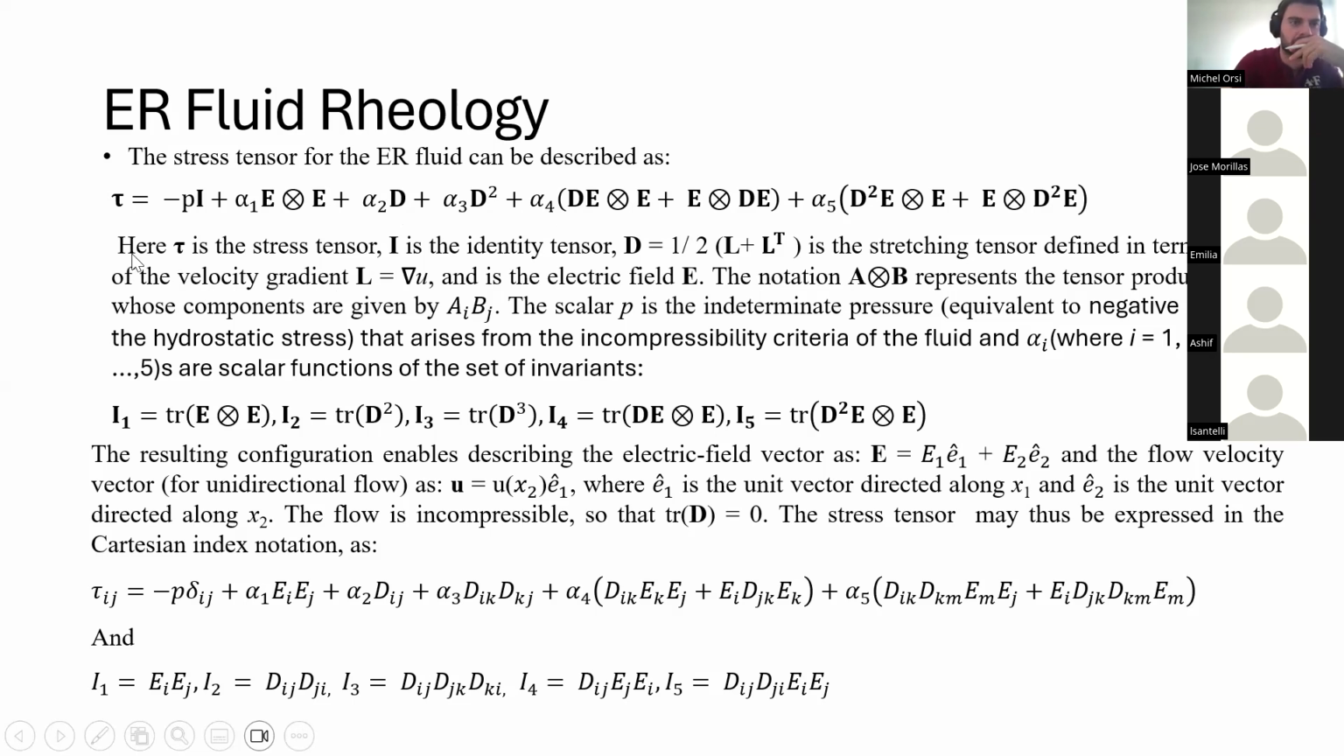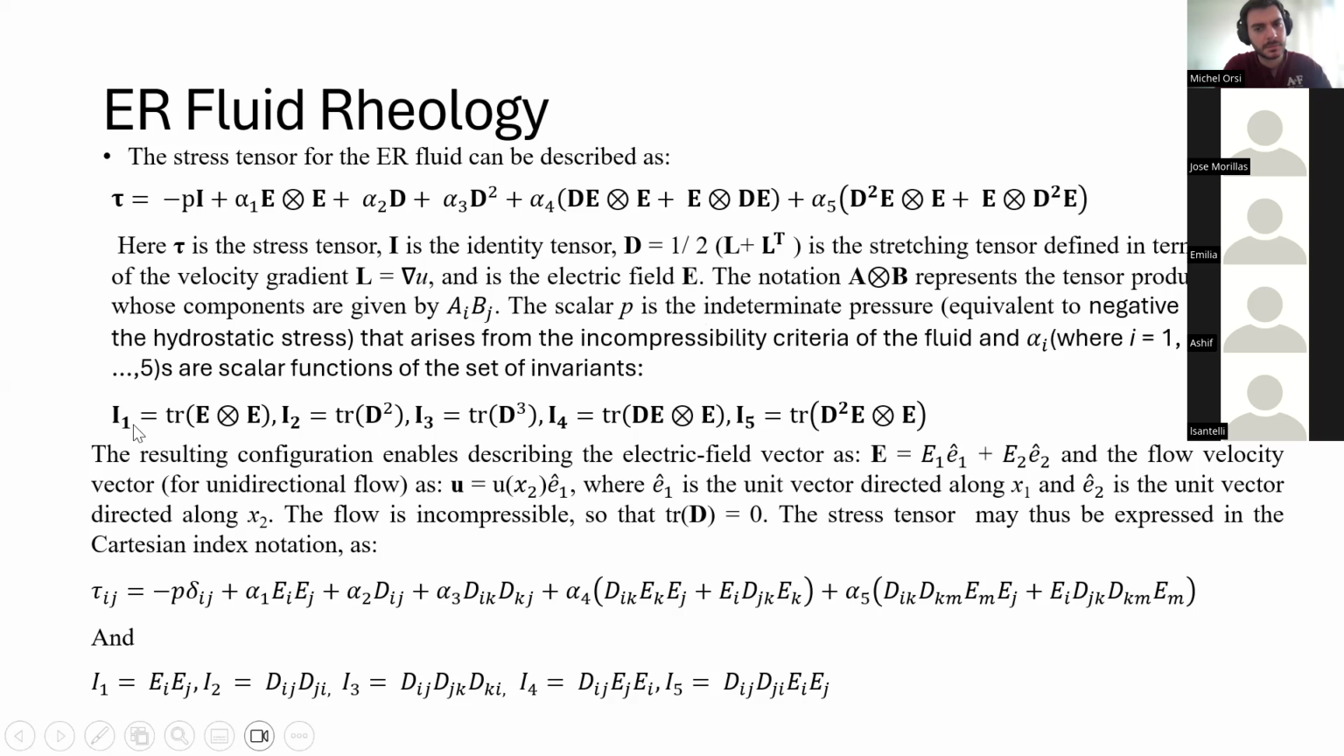So here tau is the stress tensor, I is the identity tensor, D equals half of (L plus L transpose) is the stretching tensor defined in terms of the velocity gradient L, and the electric field is E. From this equation, we get the scalar P, the indeterminate pressure equivalent to the hydrostatic stress that arises from the incompressibility criterion of the fluid.